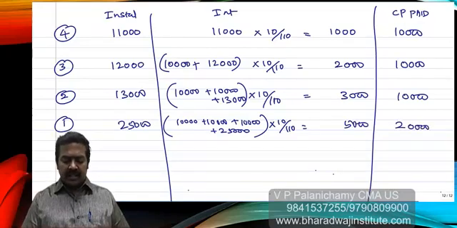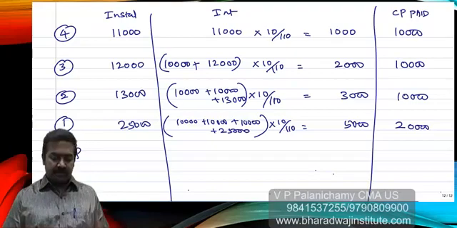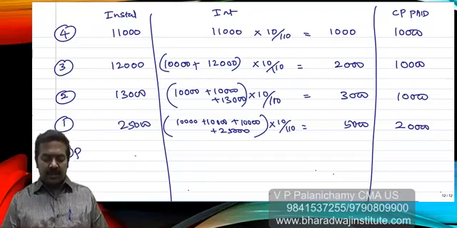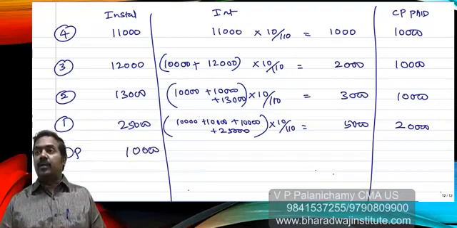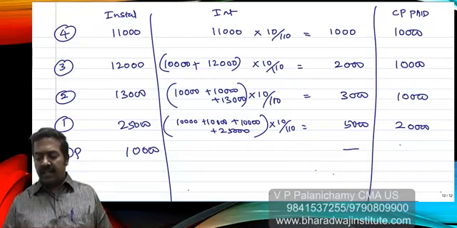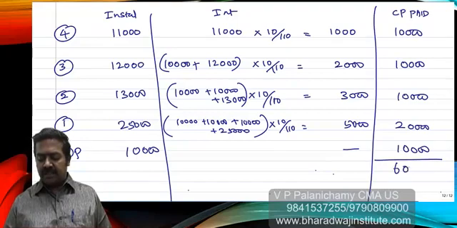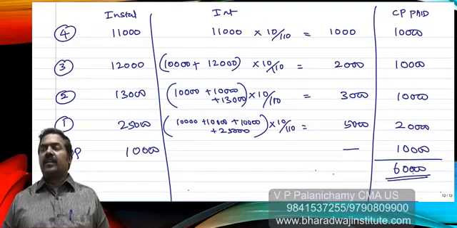Wait. Is there any down payment made? The down payment made is 10,000. The down payment will not include interest, so add the 10,000 also. How much will it be? 60,000 is the cash price. This is the cash price. So how to cross check?